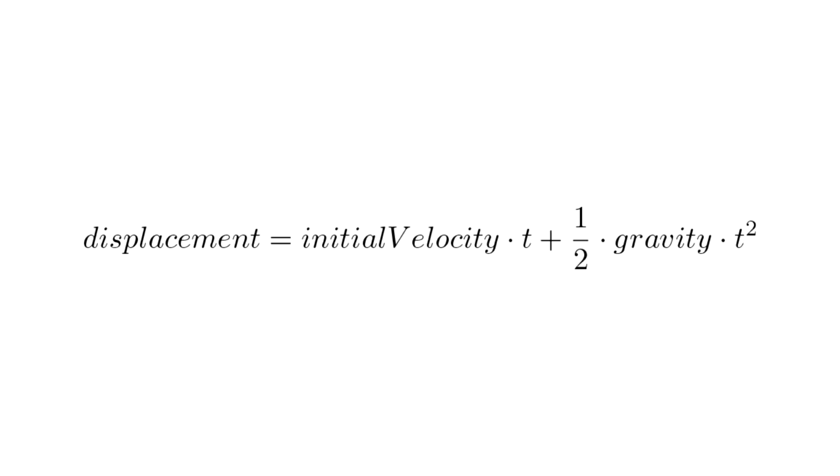That's better. So what this formula does is it takes the initial velocity of an object, as well as a constant acceleration, such as gravity, and gives us that object's displacement, or difference in position, after time t. Graphically, that might look like this.